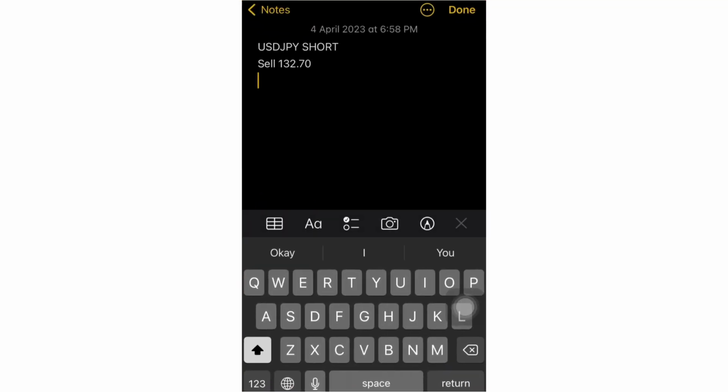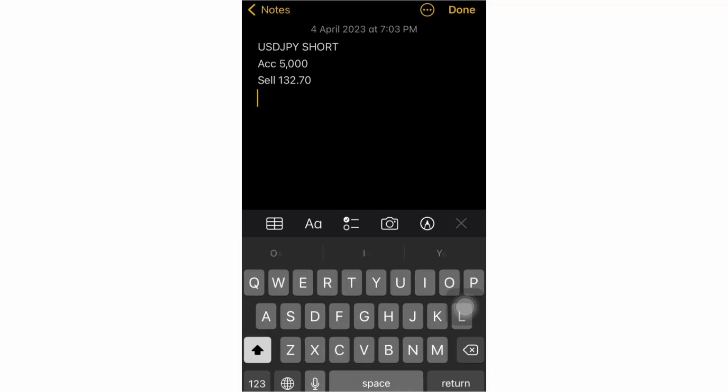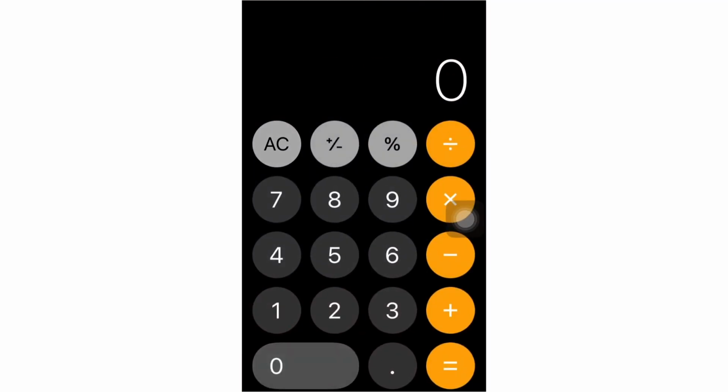Let's say my trading account size is $5,000, for instance. I want to risk 2% of $5,000. 0.2 times 5,000.